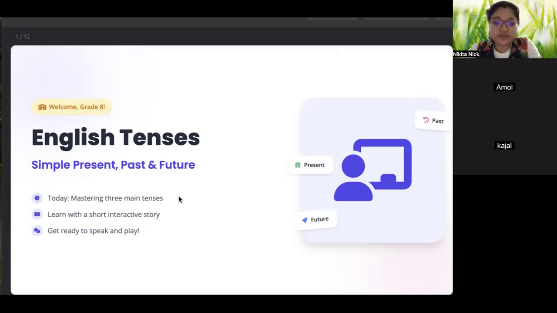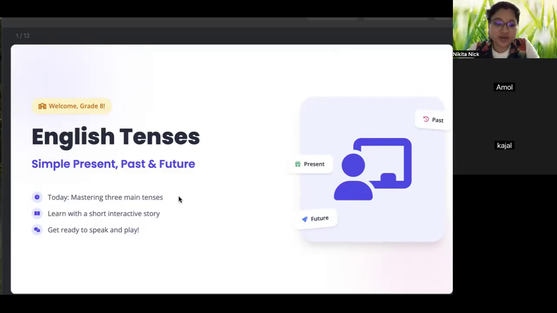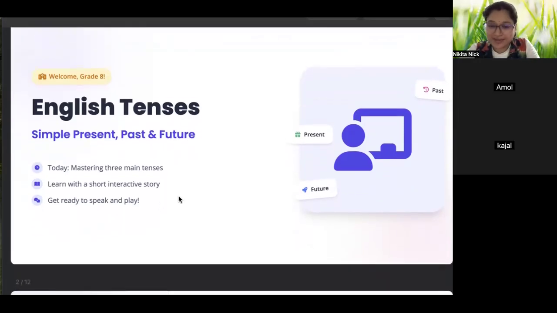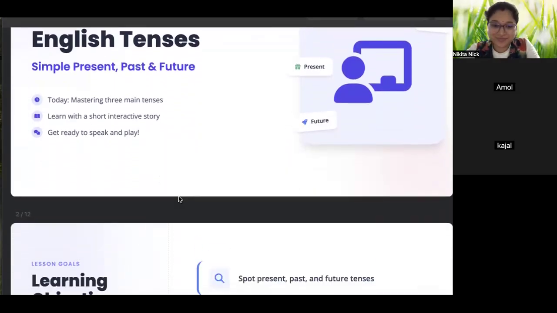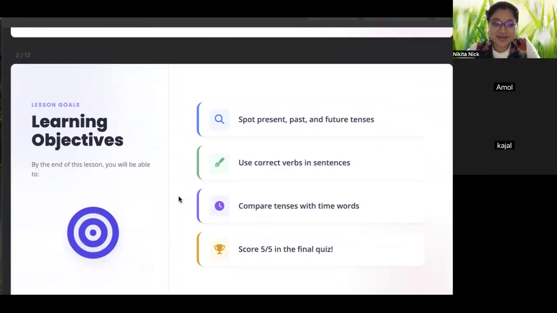And we are going to learn it with a short interactive story. I'll tell you a story, and you are going to learn it by heart. So pay attention. I'll ask questions, so get ready to speak and play. Are you ready? Yes, ma'am. Very good.